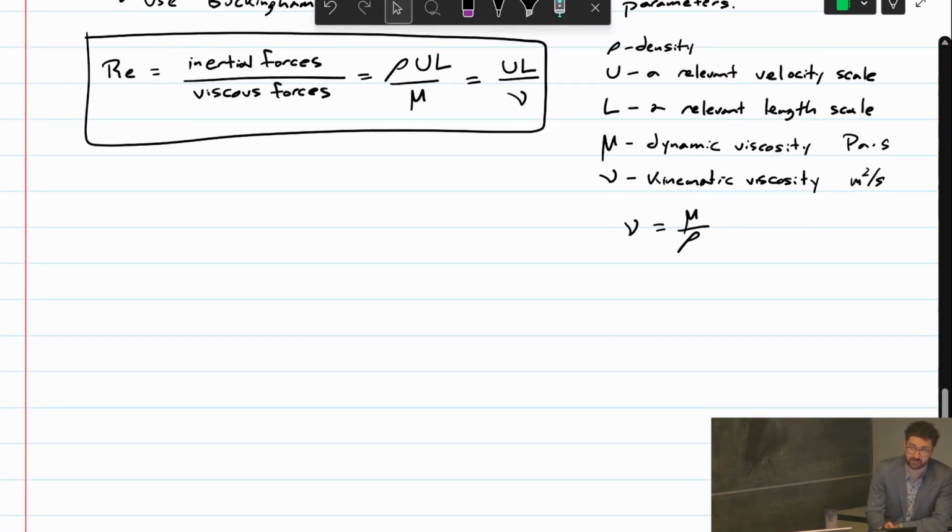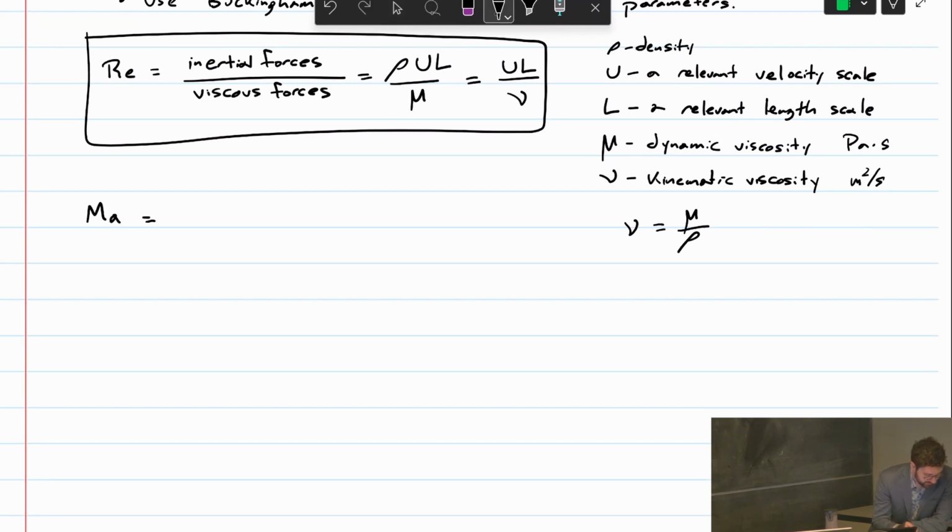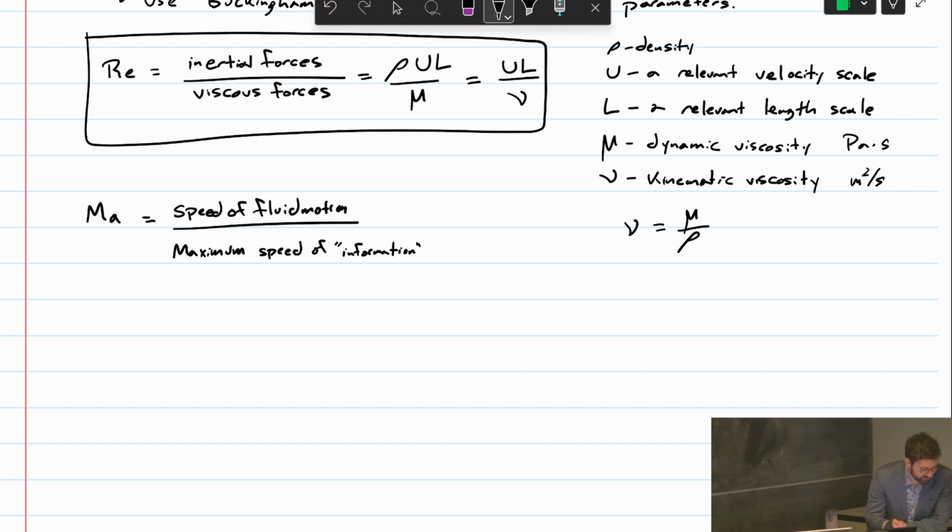Okay, so that's the Reynolds number. We'll do some examples here just to get a little bit more comfortable with that number. The second one is the Mach number, and that is the ratio of the speed of fluid motion over the maximum speed of information. You'll have a better understanding of that after fluids two. This number is simply U over A. So A is the speed of sound.